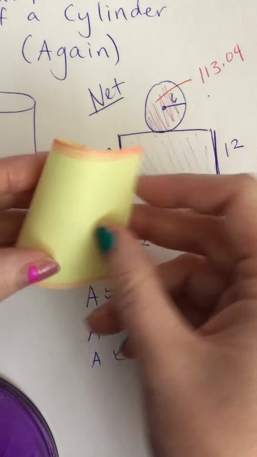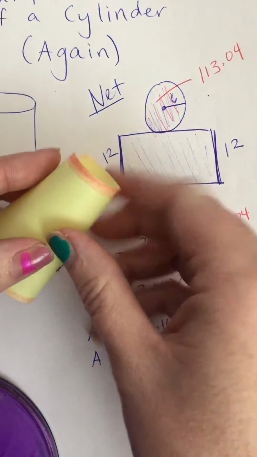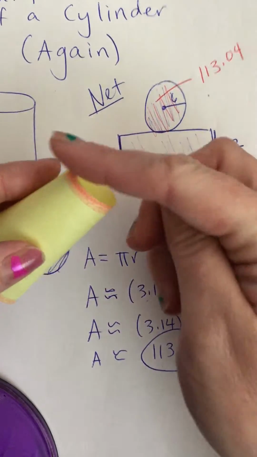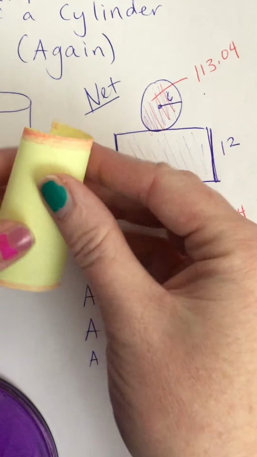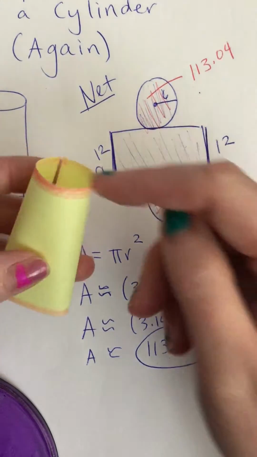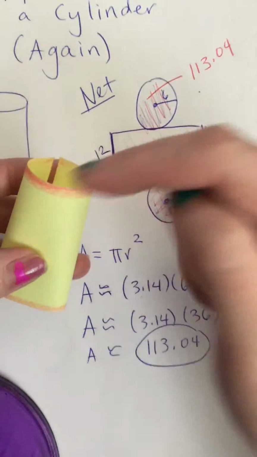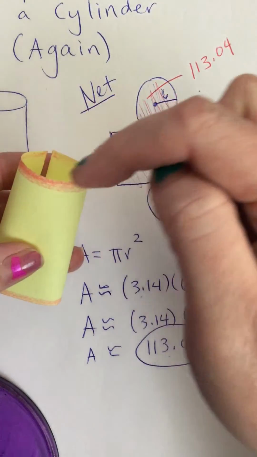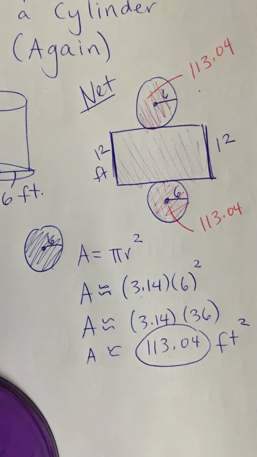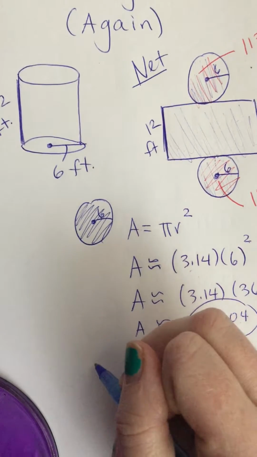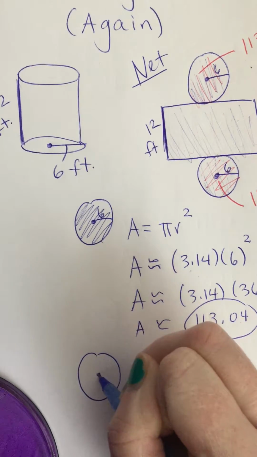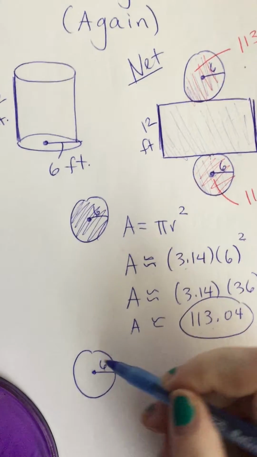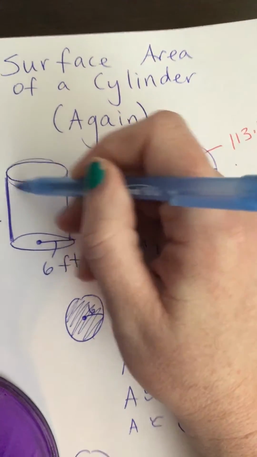So again, when I close it and make a cylinder, it looks like it's just the outer part of this circle on the top, which is called the circumference. So we're going to find the distance around the circle, kind of like perimeter. So we're going to use this circle again. And this time I want to know how long it is around this.